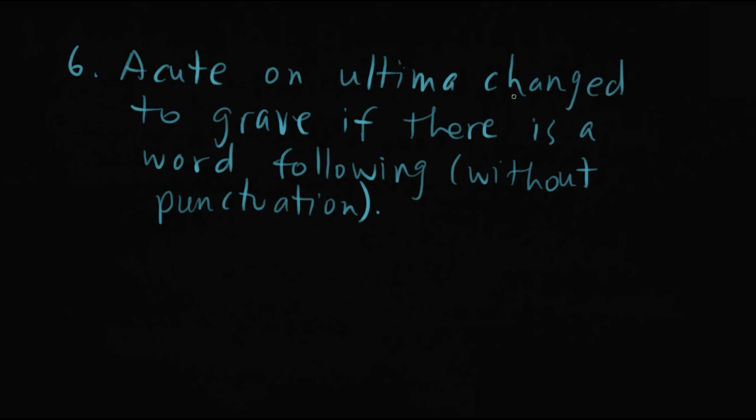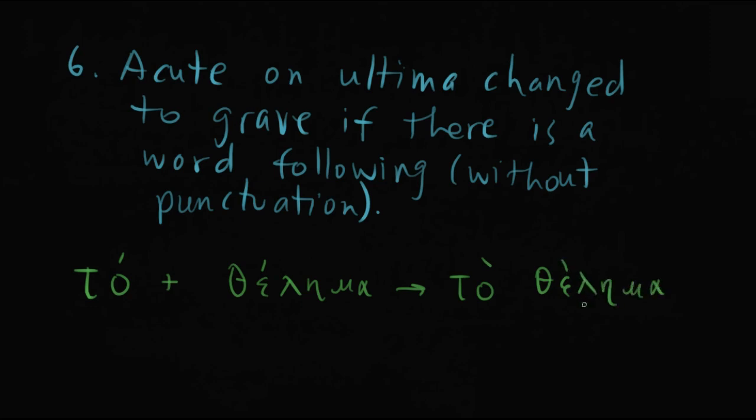Number 6: an acute on an ultima is changed to a grave if there is a word following without punctuation. So let's say you have ta, this word here, that has the acute accent. Then you add another word, thelema. In this case, this accent will be changed. So now it's going to be ta thelema. If you notice here, this acute accent was changed into a grave accent.